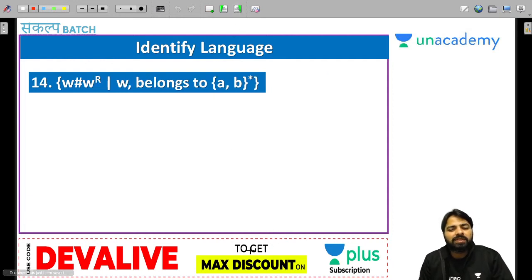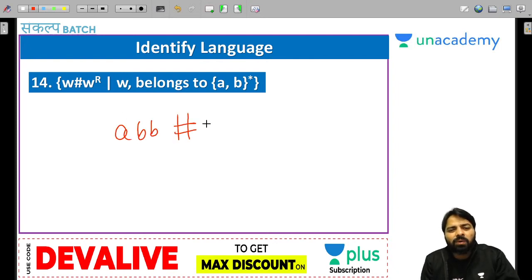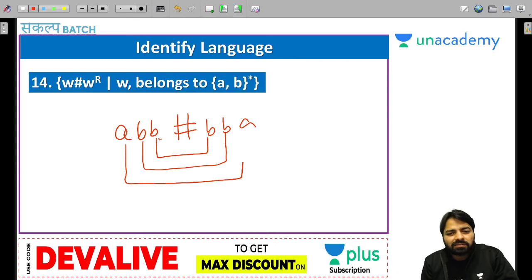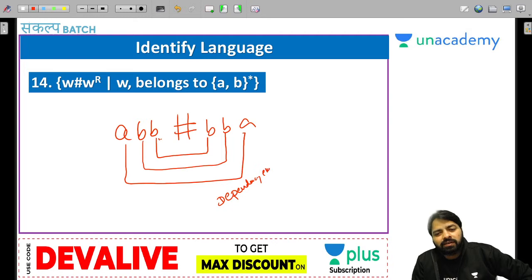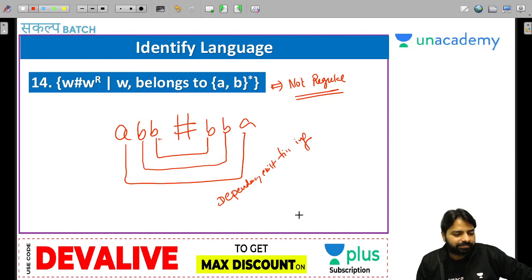Now, same problem. You take any string in the world, there is always a comparison between the symbols. This dependency exists till infinite. Not only for W equal to ABB, you take any W, this dependency is there. So again, it is not regular. Not regular. Yes, it's not regular.